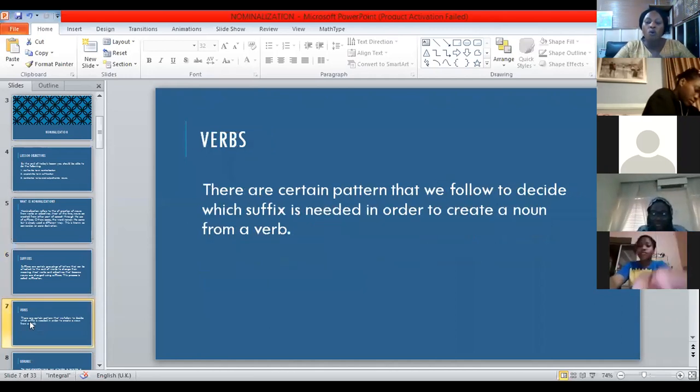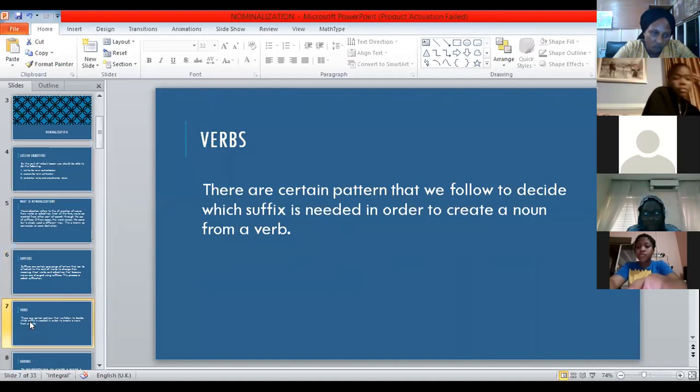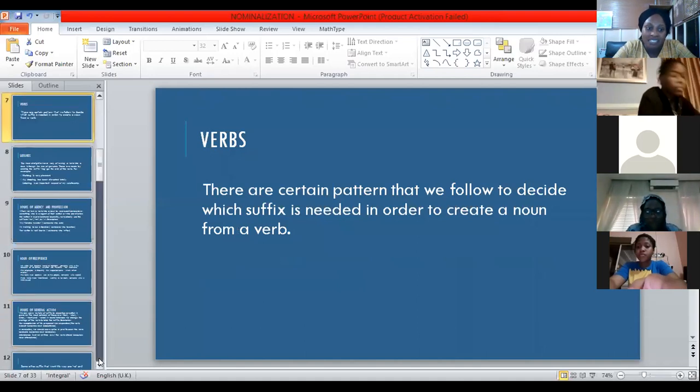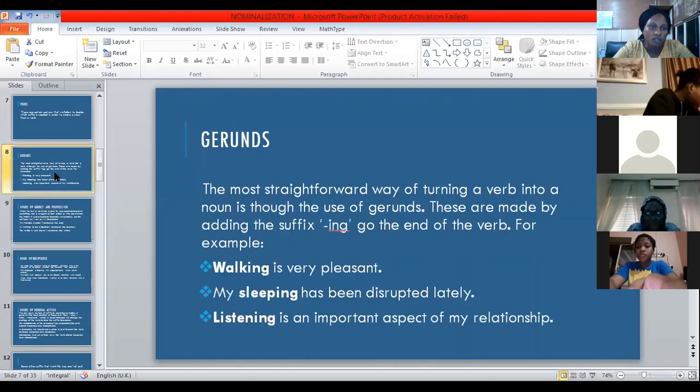Now we shall go on to nominalization of verbs into nouns. We start with verbs. There are certain patterns that we follow to decide which suffix is needed in order to create a noun from a verb. There are patterns we need to follow. There are rules that need to guide us.